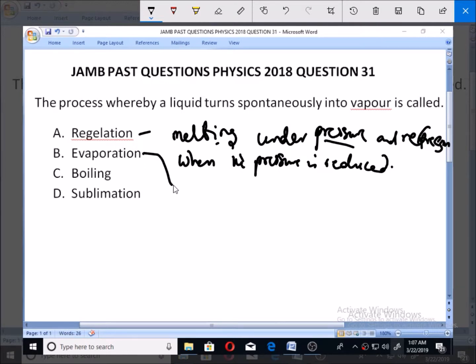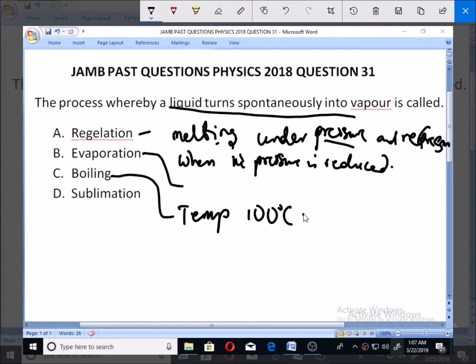Then evaporation is actually the spontaneous turning of liquid into vapor, which is this definition. That's the definition of evaporation. Whereas boiling is what happens at a particular temperature. Boiling happens at a particular temperature. For water it is 100 degrees Celsius, and here also in boiling, liquid also turns into vapor, but happening at a particular temperature, unlike in evaporation, whereby we have the spontaneous turning of liquid into vapor.